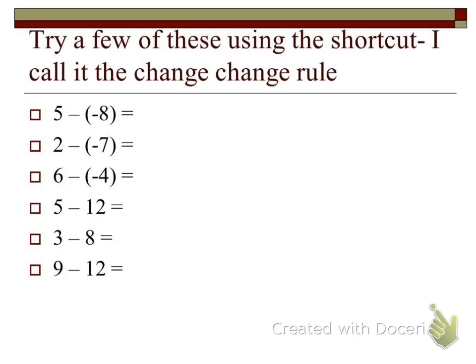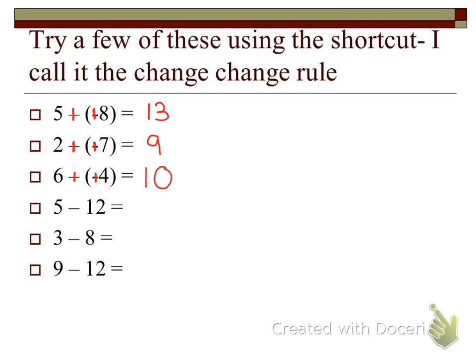So let's try a few of these using the shortcut that I call the change rule, because you're changing both of the signs. So here I have 5 plus 8. That's 13. 2 minus -7, and these two negatives right next to each other should look very strange to you, and you should want to change them into positives. So now I have 2 plus 7, which is 9. This next situation, I have 6 minus -4. I have two negative signs right next to each other, so I can change them. 6 plus 4 is 10.